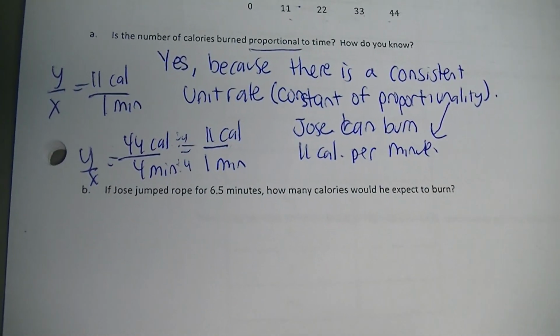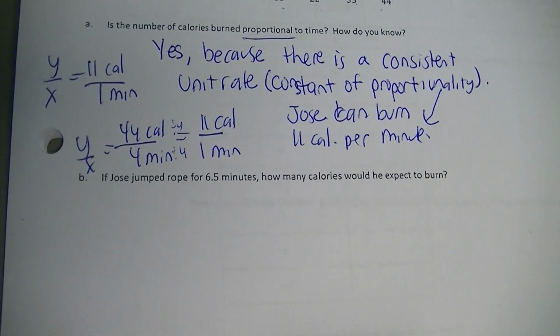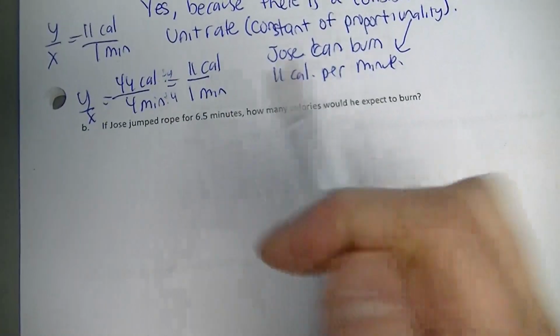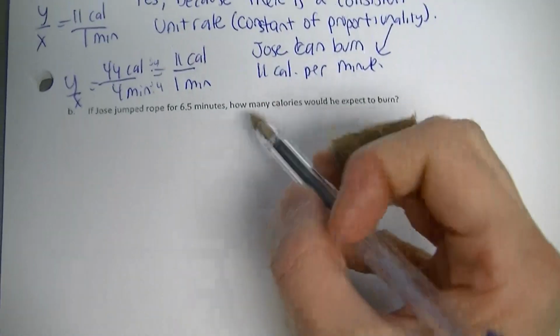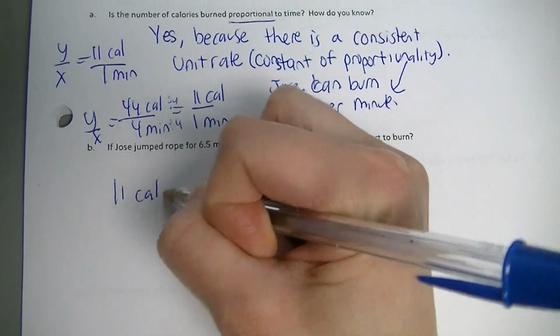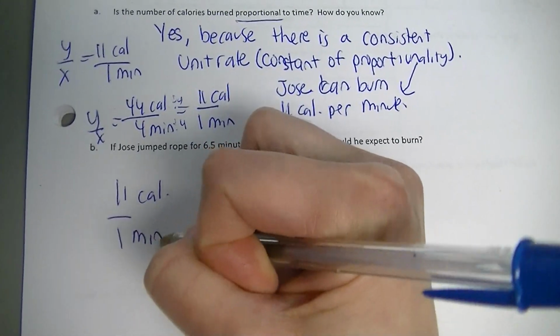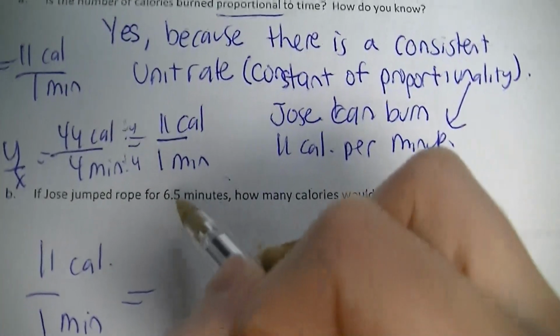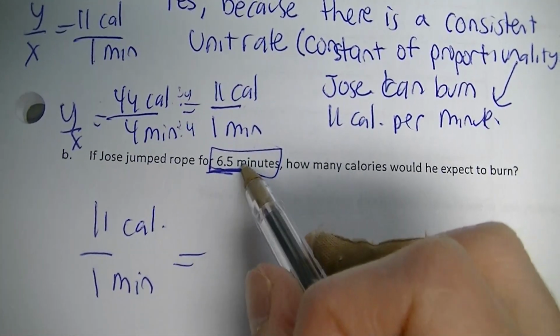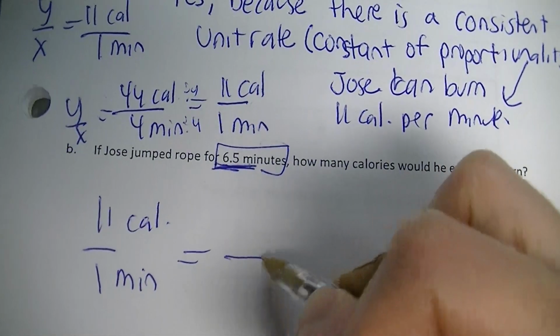Okay, letter B, if Jose jumped rope for 6.5 minutes, how many calories would he expect to burn? There's a couple ways you can do this. Since you know the unit rate, you can do that. So I want you to show both ways. So the unit rate you know is 11 calories are burned per minute. And they're saying that Jose is going to jump rope for 6.5 minutes. So since I see minutes, minutes would go in the denominator.